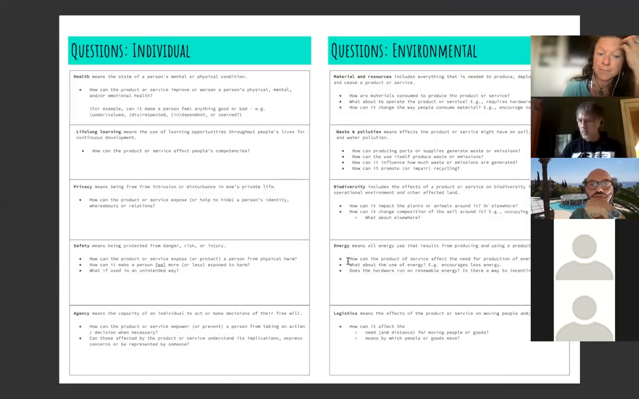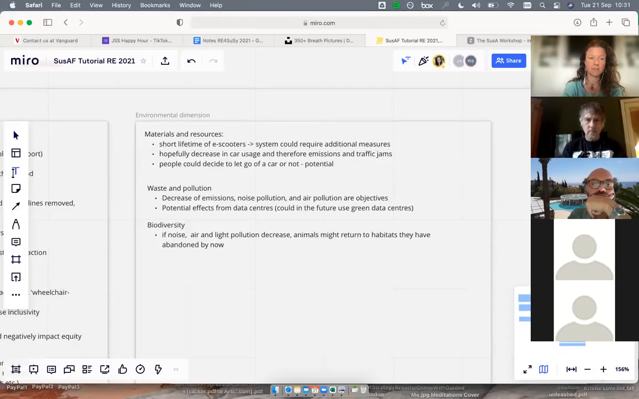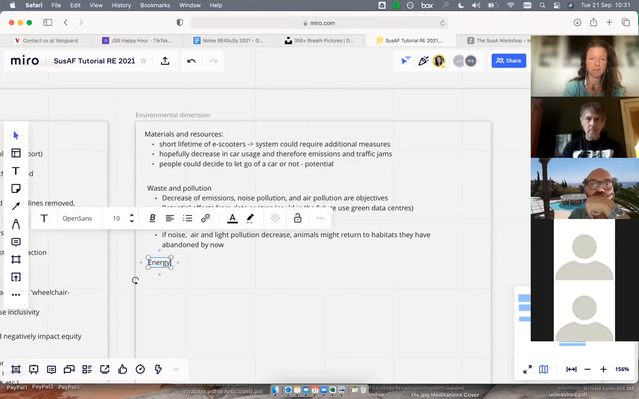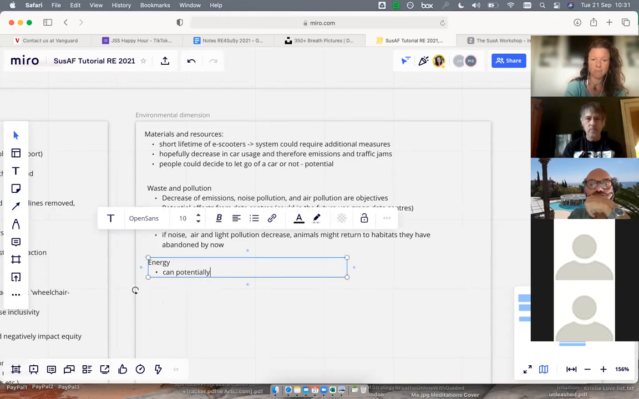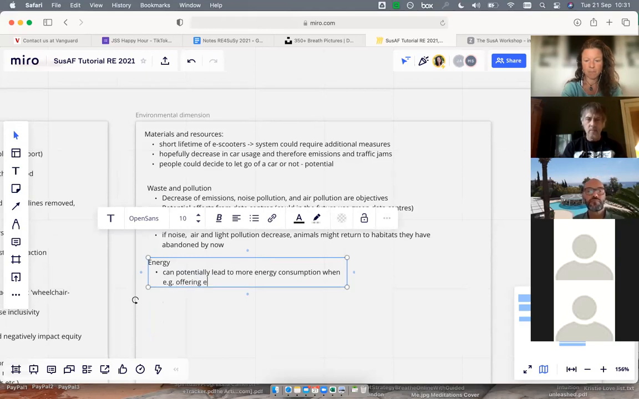Right on. And then energy. How could the service affect the need for production of energy or use of energy? It can potentially require more electric energy, if people are pushed towards e-scooters and so on over normal, human-powered bikes. I still think at the end, going away from fossil fuels is going to offset that kind of risk.